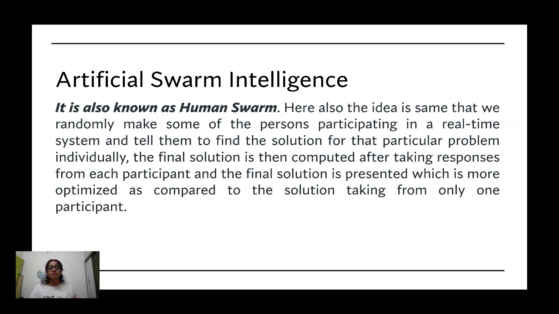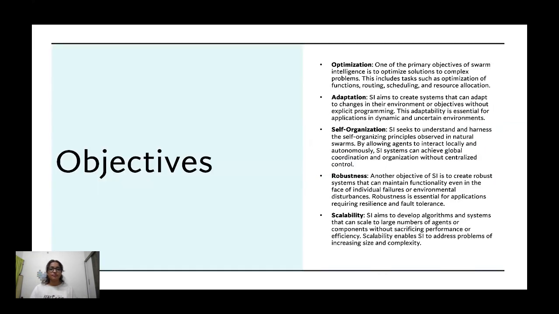Now, what is artificial swarm intelligence? It is also known as a human swarm. Here also the idea is the same: we randomly make some persons participate in a real-time system and tell them to find the solution for that particular problem individually. The final solution is then computed after taking responses from each participant, and the final solution presented is more optimized as compared to the solution taken from only one participant.